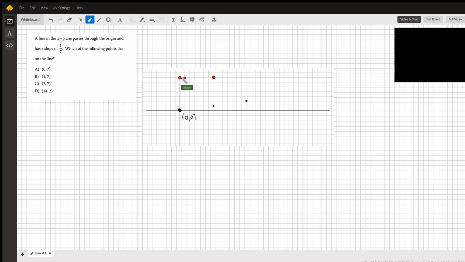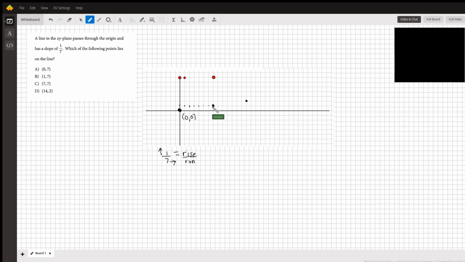And with a slope of 1 over 7, remember, slope is equal to rise over run, right? So basically, we are going to rise by 1 and run by 7 from our initial point at the origin in order to arrive at our second point. So we're going to rise by 1, that would be here, right? And then we run by 7. So 1, 2, 3, 4, 5, 6, 7. There's our second point, okay?